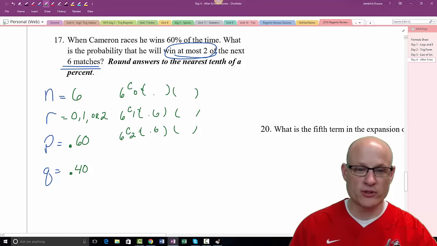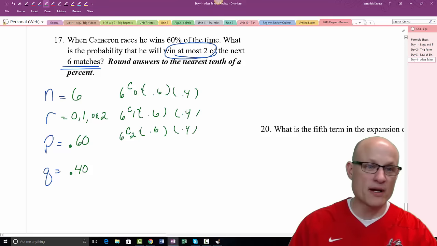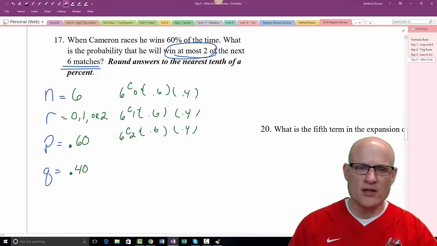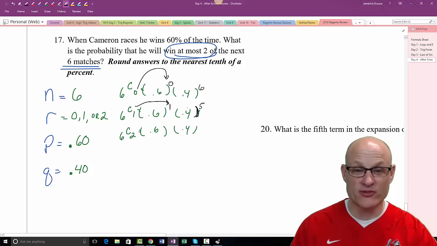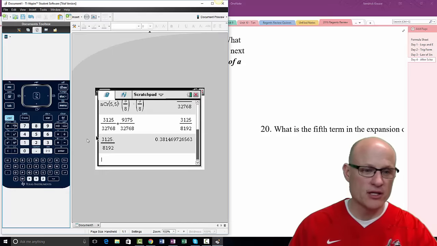0.6, 0.6, 0.6, 0.4, 0.4, 0.4. Now remember, what goes here is this. So 0 is going to go here. 6 is going to go here. 1's going to go here. Sorry, this should be a parenthesis. 5 should go here. Remember, this number goes here, and they have to add up to 6. So 2 goes here, and they have to add up to 6. 4. All right, let's type the first one in.